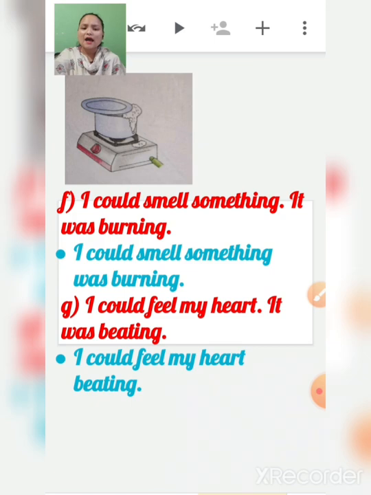Next, I could smell something. It was burning. I could smell something burning. Now, I could feel my heart. It was beating. I could feel my heart beating.